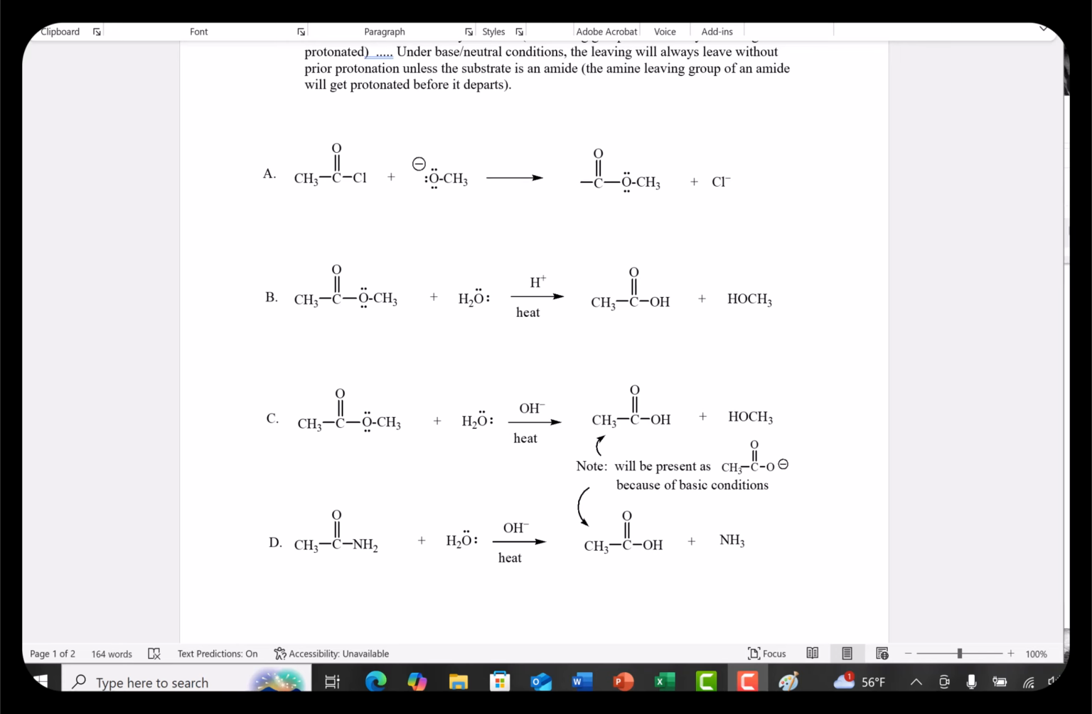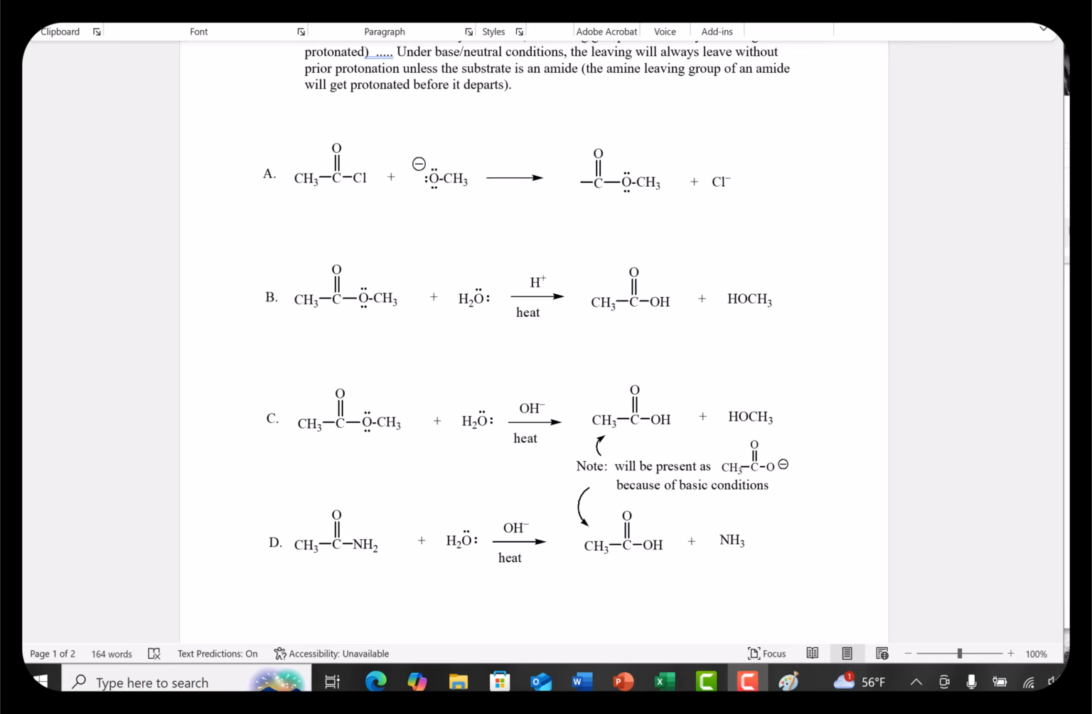And then C is an ester reacting with water. Look at B and C, the comparison and contrast. They're the same reactants, one under acidic conditions, the other under basic conditions. It's important to think through the difference there, and we're going to do that step by step. And then D is an amide reacting with water under basic conditions. So remember the generalization: under basic conditions, the leaving group is not protonated unless it's a nitrogen. And that's what we have here. And remember, ejection of the leaving group is always the rate-determining step unless it's an acid chloride, and it's not an acid chloride.